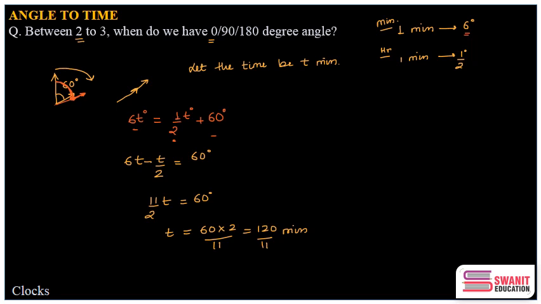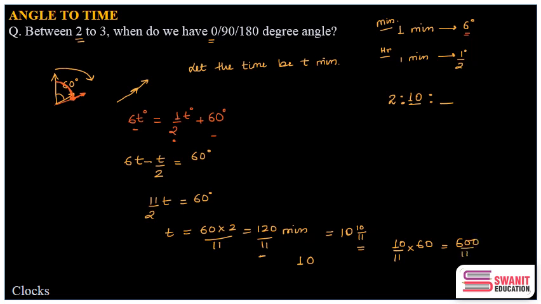Virtually, if I look at my answer, it should be between 2 to 3. So it is 2 hours, some minutes and some seconds. When I divide 120 by 11, I get 11 ones are 11 and the remainder is 10. So this gives me 10 minutes and 10 by 11 minutes. Now since I have to calculate the seconds, I convert this 10 by 11 minutes into seconds by multiplying it with 60, which gives me 600 by 11.